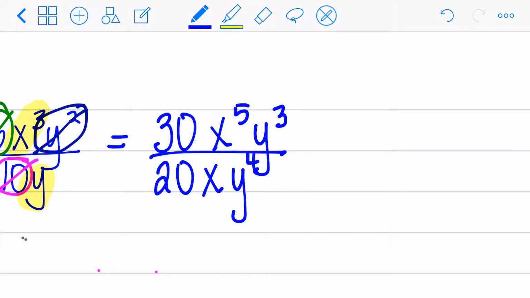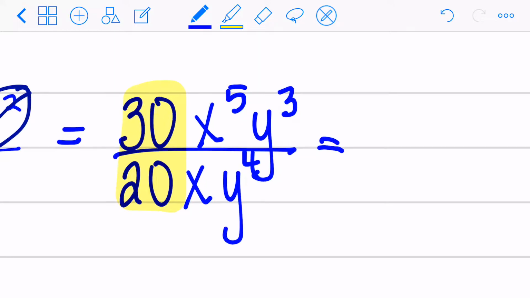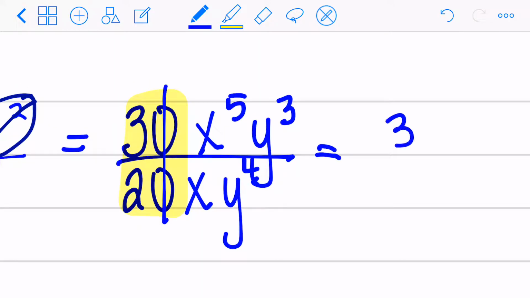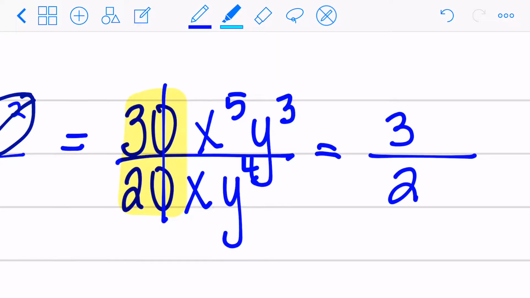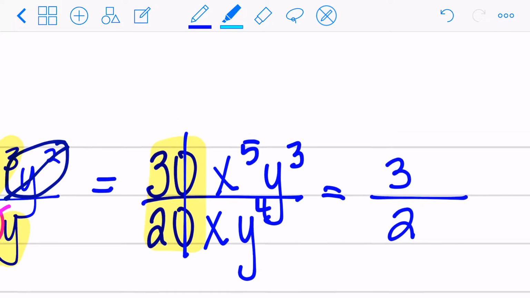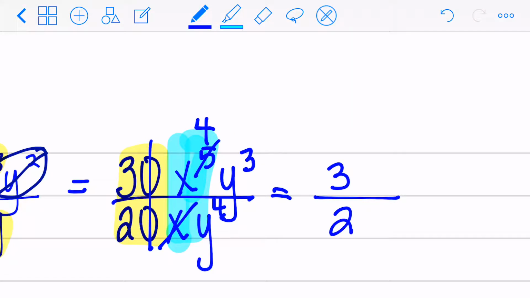Okay, so what if we go back over here to this one? So now we can look at it and we can simplify. So what is 30 divided by 20? We can simplify that down and get 3 over 2. And now let's look at our x's. So we have 5 x's on top, 1 x on the bottom. So if I cancel 1 on each, I'm left with none in the denominator, but 4 still left in the numerator.